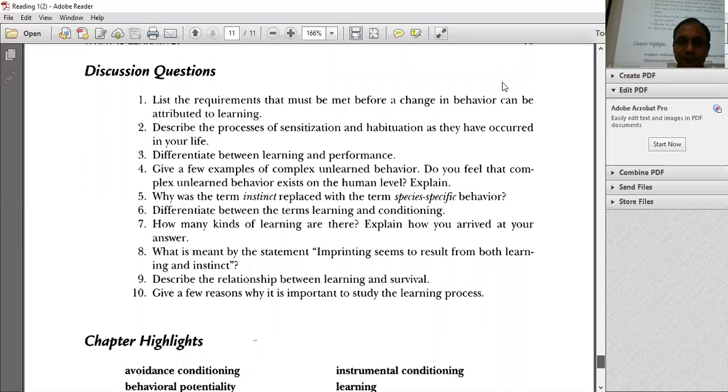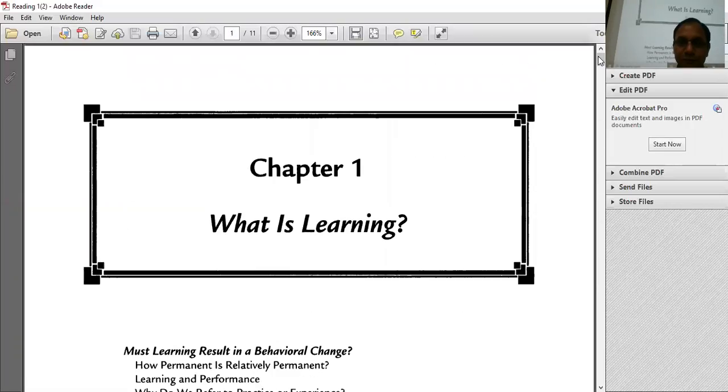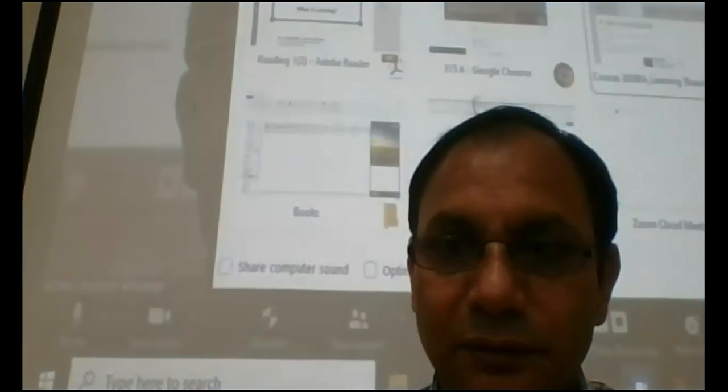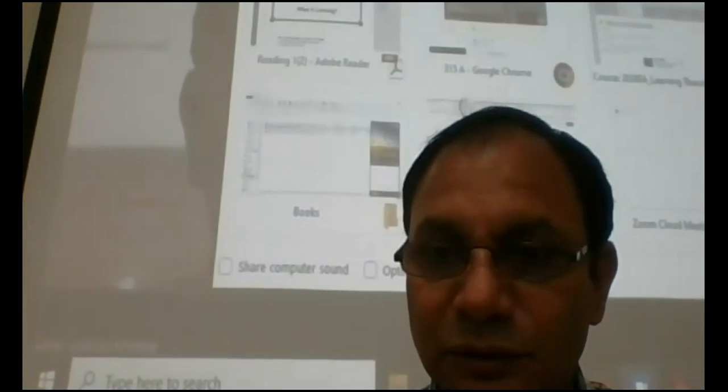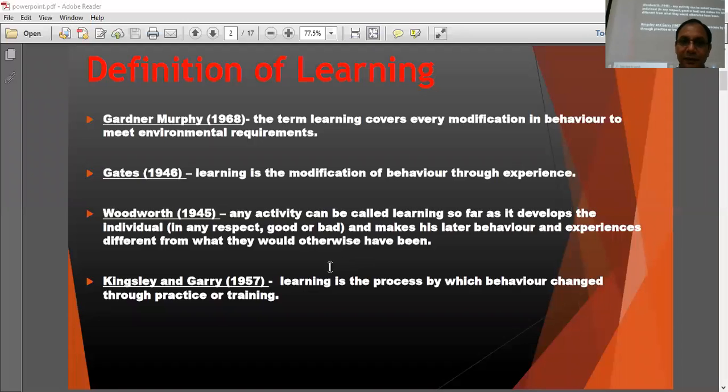So let's begin. I'm going back to my PPT to introduce you to some ideas of what learning is. As you can see, there are many definitions of learning. Though these are quite old ones, these definitions still prevail.